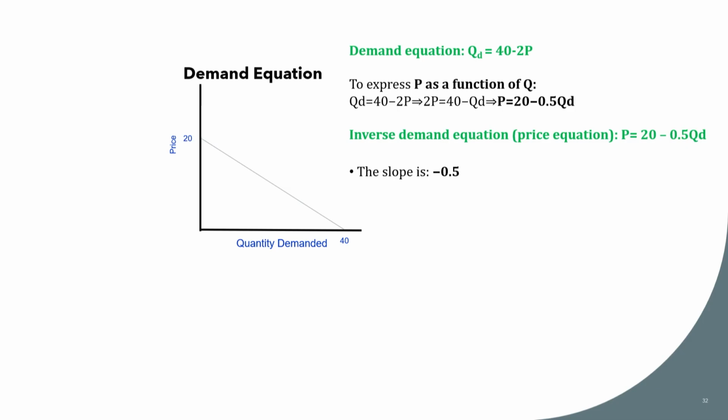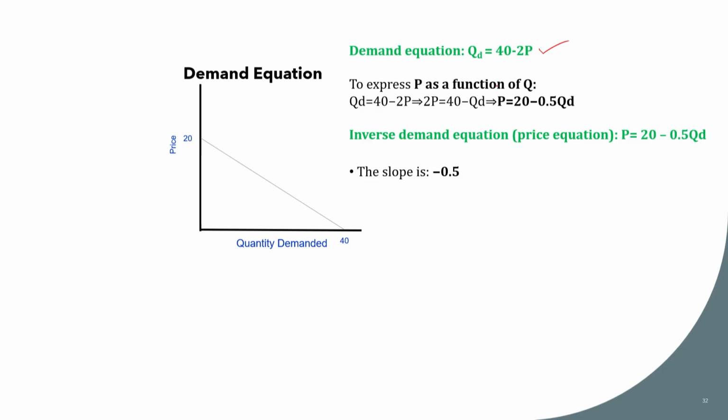When I try to plot a linear demand curve, it looks like this. On the y-axis there is price, and on the x-axis we have quantity demanded. First we write a demand equation. Quantity demanded is the dependent variable, shown as QD = 40 - 2P. To express P as a function of Q, we can also calculate the inverse demand function.